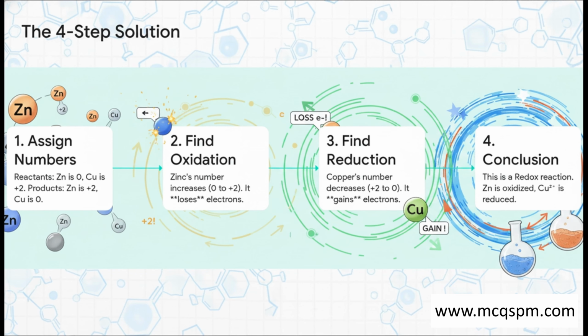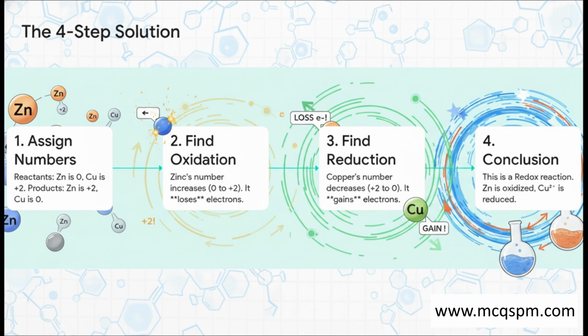Now step 2, find the oxidation. We're looking for the number that went up. Well, look at zinc. It went from 0 to +2. It increased. An increase means it lost electrons. And OIL RIG tells us oxidation is loss, so zinc was oxidized. Step 3, find the reduction. We're looking for the number that went down. Copper started at +2 and ended at 0. It went down. That means it gained electrons. Reduction is gain, so the copper ion was reduced.